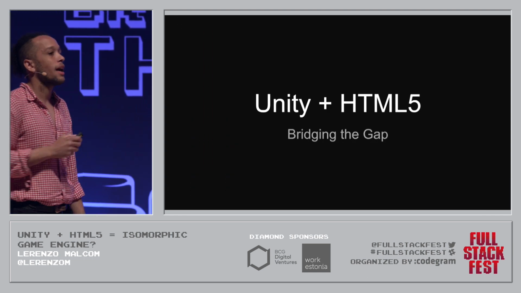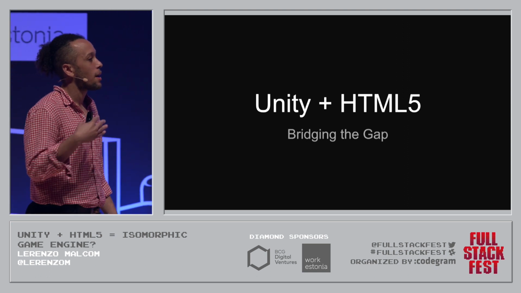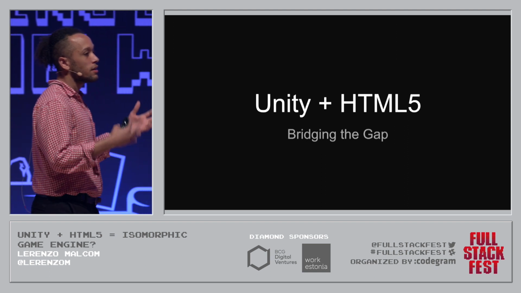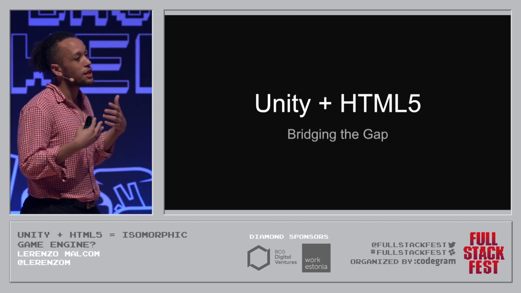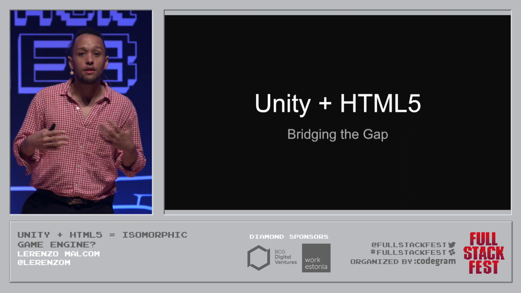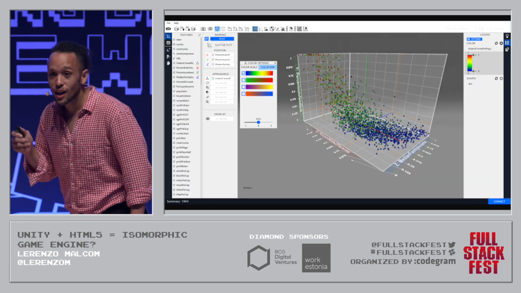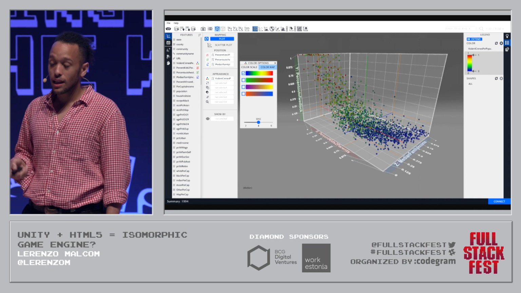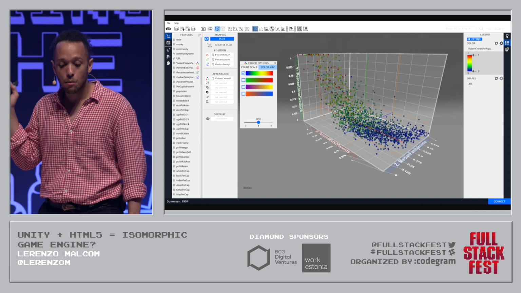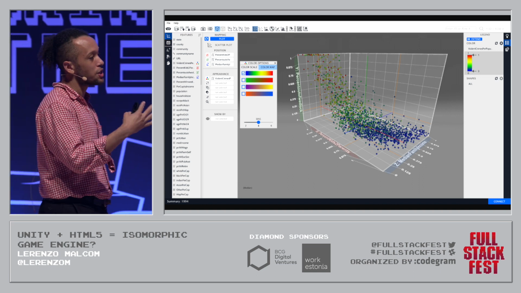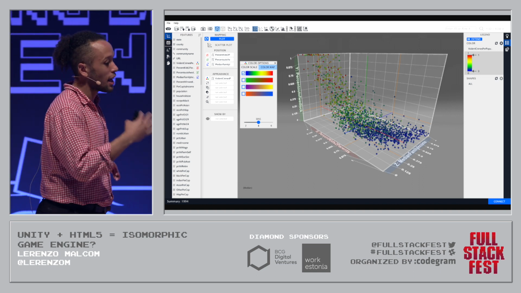But the question is, how do we bridge the gap? How am I actually going to use HTML5 for what it's great for, namely the UIs, while using Unity for what it's good for, namely the visualization layer? At the end of the talk, we want to be able to make something like this, where we have a 3D object in the background, and in the foreground we have our 2D layer, which is our UI. And those are going to work together.